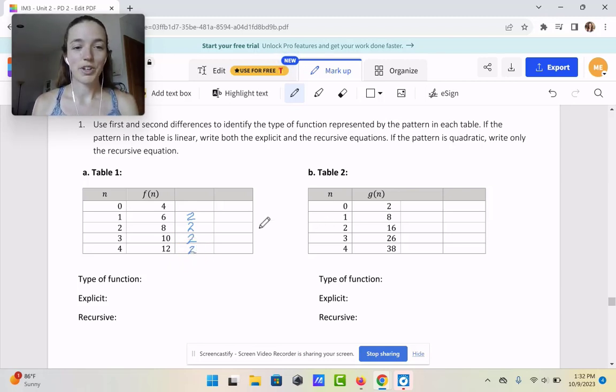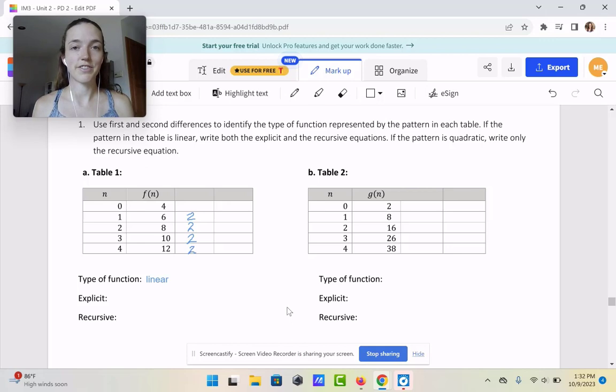As you can see, we're increasing by the same amount each time. There is a constant rate of change. When a function is increasing by the same amount at each step, we have a linear function. So anytime you have first differences that are all the same, your function is going to be linear.